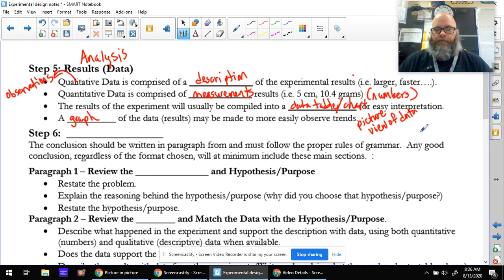Now, in some classes, when you graph, there'll be a bar graph. That happens with biology a lot. Okay, especially if you're doing something like over time or something like that.